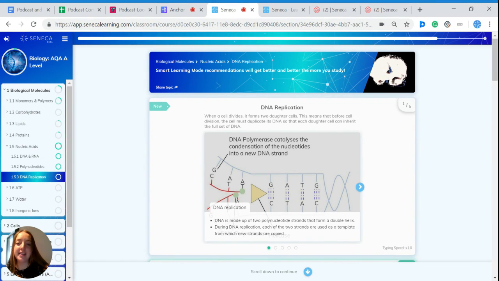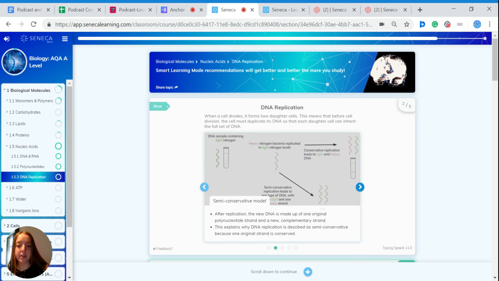When a cell divides, it forms two daughter cells. This means that before cell division, the cell must duplicate its DNA so that each daughter cell can inherit the full set of DNA. DNA is made up of two polynucleotide strands that form a double helix. During DNA replication, each of the two strands is used as a template from which new strands are copied.